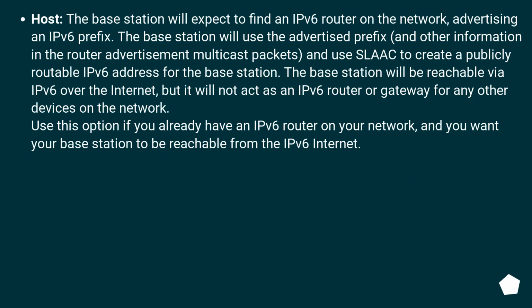Host. The base station will expect to find an IPv6 router on the network advertising an IPv6 prefix. The base station will use the advertised prefix and other information in the router advertisement multicast packets, and use SLAAC to create a publicly routable IPv6 address for the base station. The base station will be reachable via IPv6 over the internet, but it will not act as an IPv6 router or gateway for any other devices on the network. Use this option if you already have an IPv6 router on your network, and you want your base station to be reachable from the IPv6 internet.